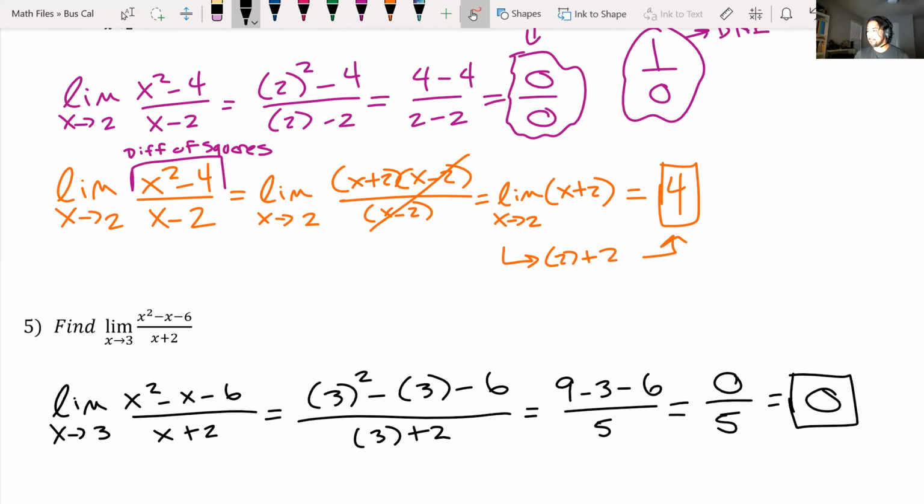So whenever it's 0, we can just leave it like that, or we don't have to fix that one? Nope, don't have to fix it. 0 is a good answer as long as it's 0 over a number. Okay, perfect. Thank you.